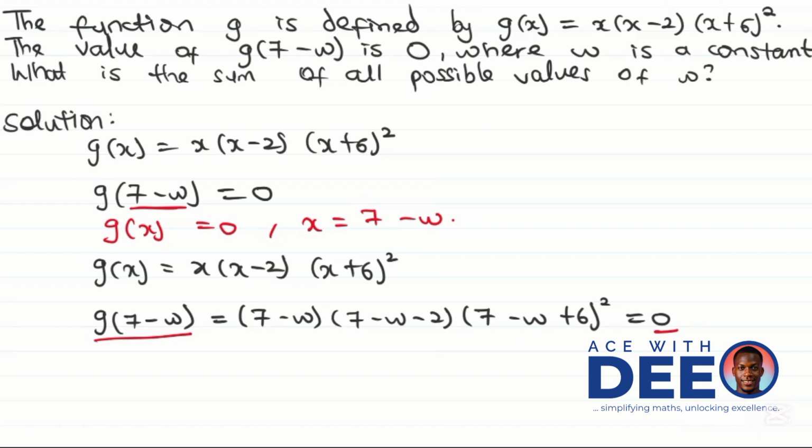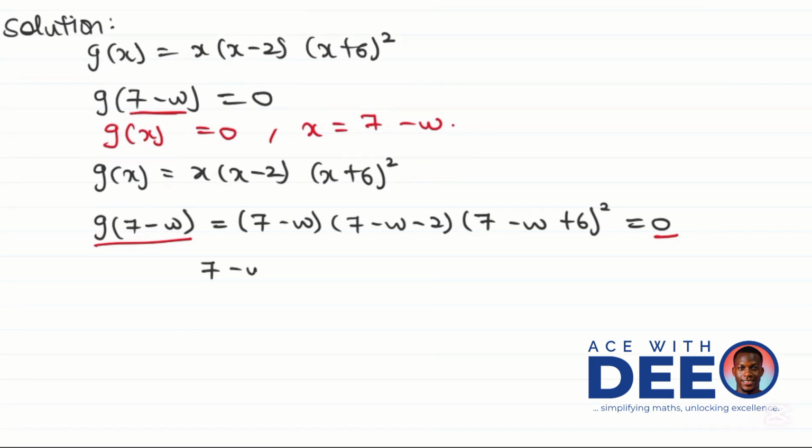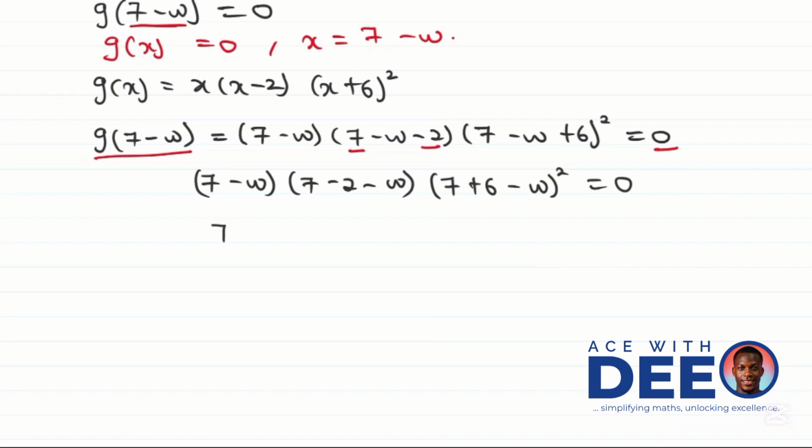All right, so let's solve further. This is (7 minus w) times (7 minus 2 minus w). I'm pretty sure that 7 minus 2 is 5. Then the same thing applies to the last factor: it becomes (7 plus 6 minus w) squared, equal to 0. So I'm going to have (7 minus w) times (5 minus w), then 7 plus 6 is also 13, so (13 minus w) all squared is equal to 0.